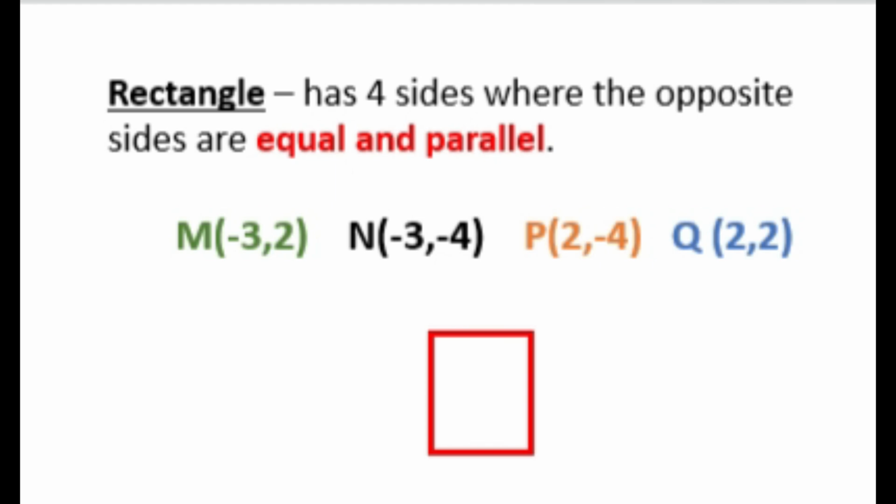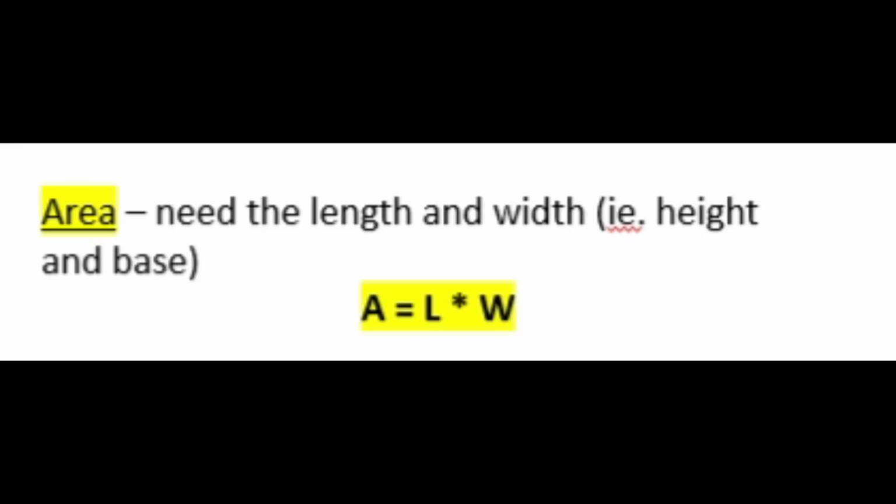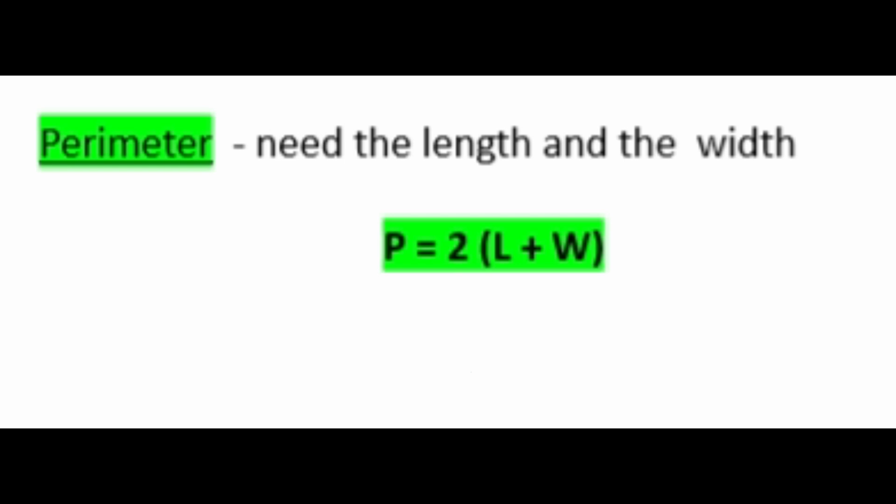And that's important because you're going to find that 2 of the vertices are going to have the same x coordinate and 2 of them are going to have the same y coordinate, which will be important in determining the length and the width. For the area, we're going to need both the length and the width. And for the perimeter, likewise, we need the length and the width.